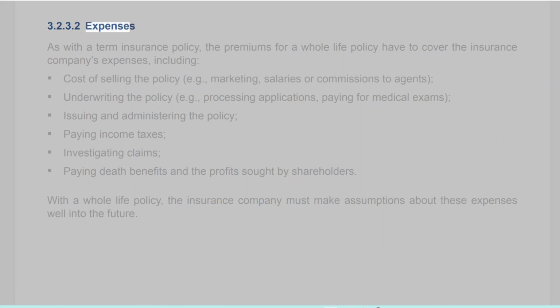3.2.3.2 Expenses. As with a term insurance policy, the premiums for a whole life policy have to cover the insurance company's expenses, including: cost of selling the policy, for example, marketing, salaries, or commissions to agents; underwriting the policy, for example, processing applications, paying for medical exams; issuing and administering the policy; paying income taxes; investigating claims; paying death benefits and the profits sought by shareholders. With a whole life policy, the insurance company must make assumptions about these expenses well into the future.